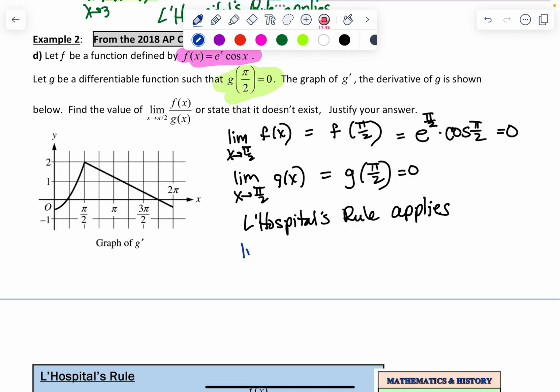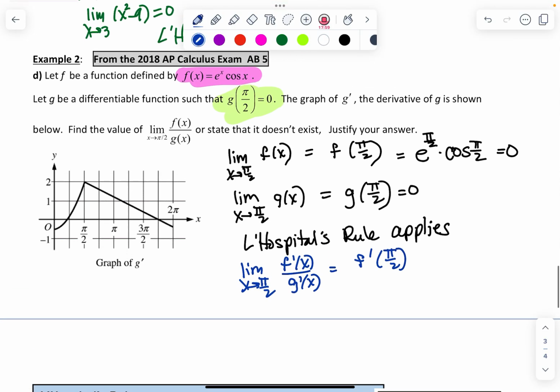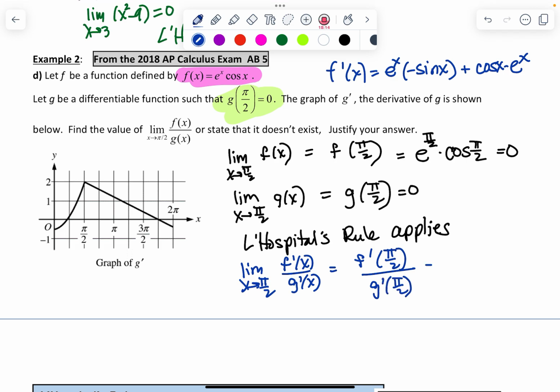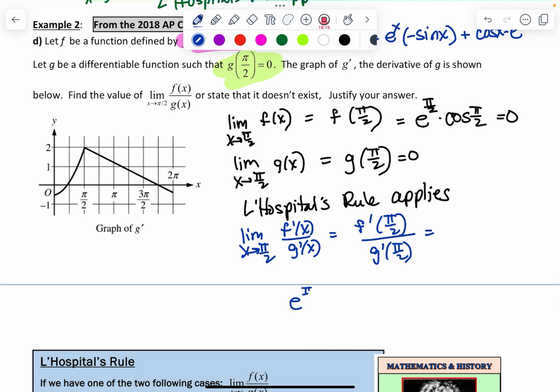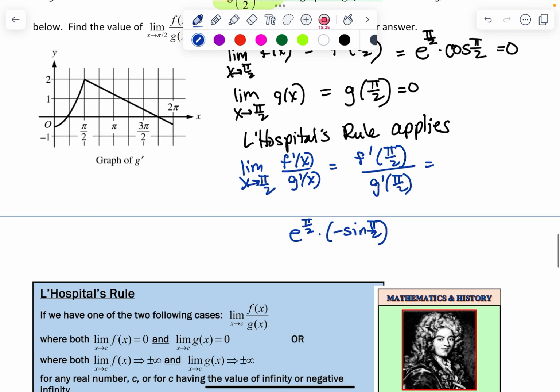So then what I'm going to do is this is going to be the limit as x approaches pi over 2 of f prime of x over g prime of x. So this is f prime of pi over 2. So f prime of x would be the first times the derivative of the second plus the second times the derivative of the first. And g prime of pi over 2. So this will be e to the pi over 2 times negative sine pi over 2. Now you know cosine pi over 2 is 0.